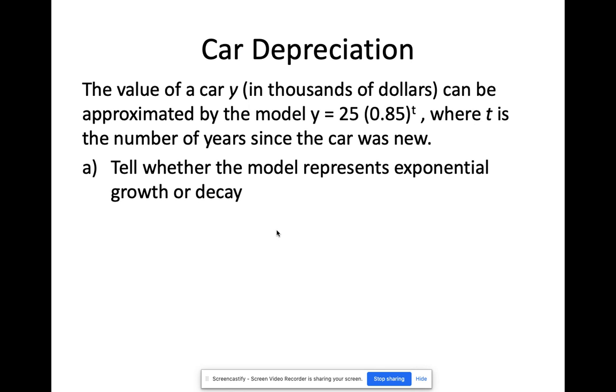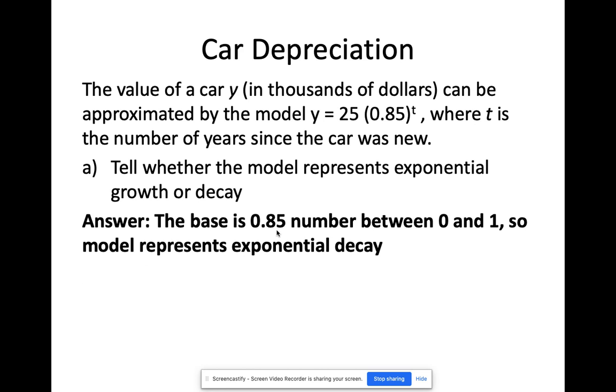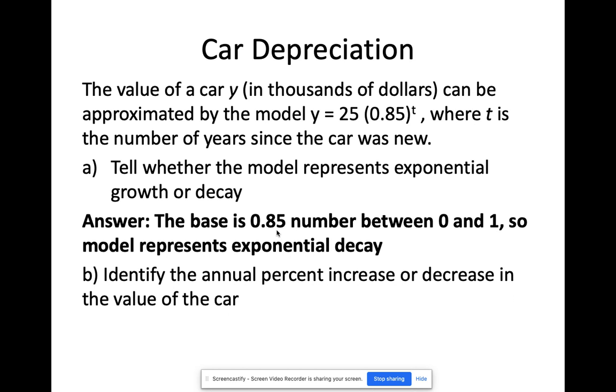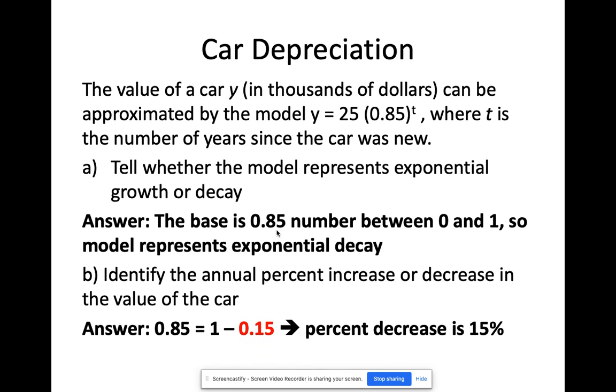Let's tell whether the model represents exponential growth or decay. This is obviously a decay, since the base is 0.85. Now identify the annual percent increase or decrease in the value of the car. Since this is a decay, it's automatically a decrease. So the decrease, based on the formula, would be 1 minus whatever the percent should be equal to 0.85. And that percent would be 0.15, or simply the percent decrease per year is 15%. So the value of the car decreases 15% every year.